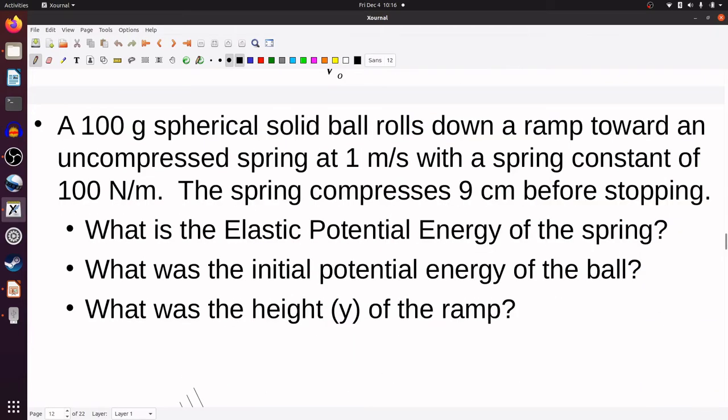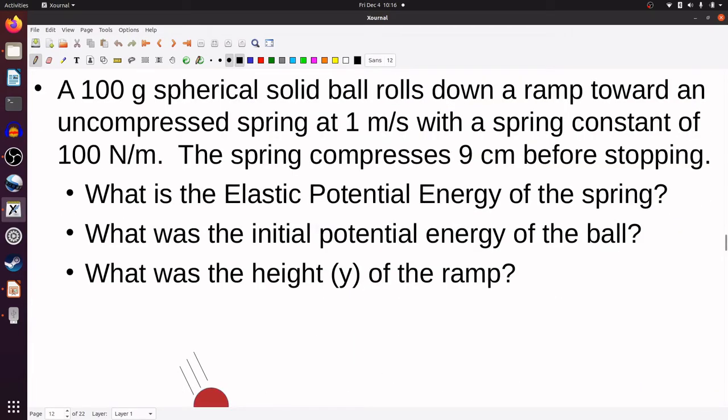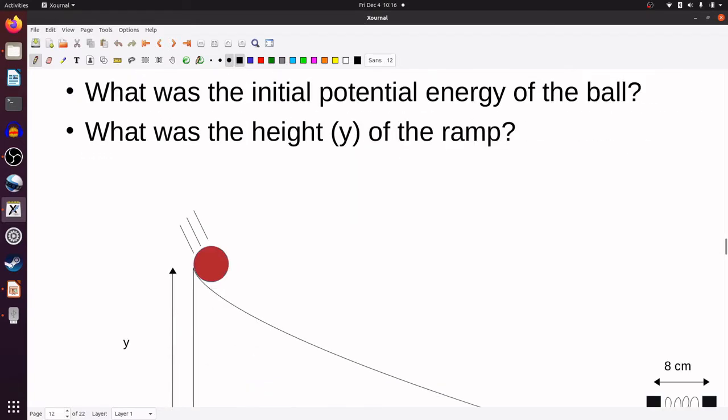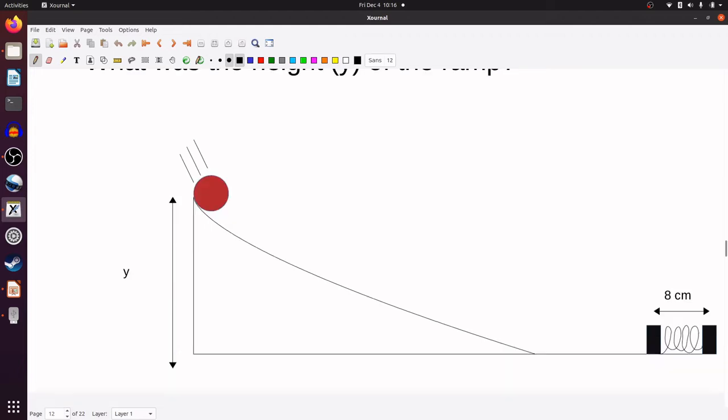Okay, so we have a 100-gram spherical solid ball. That matters. It rolls down the ramp towards an uncompressed spring at 1 meter a second with a spring constant of 100 newtons per meter. The spring will compress 9 centimeters before stopping. We want to know the elastic potential energy of the spring, the initial potential energy of the ball, and the height, y, of the ramp. How do we do this?